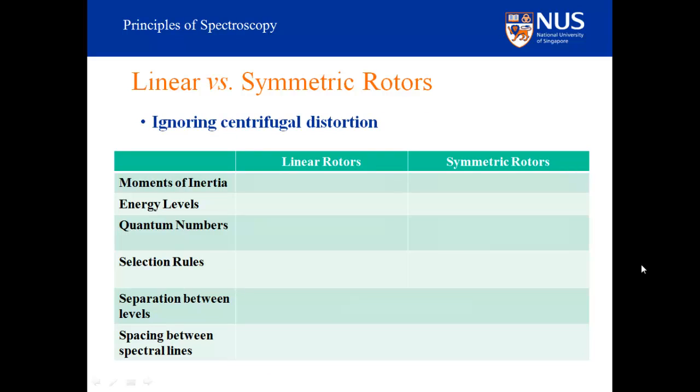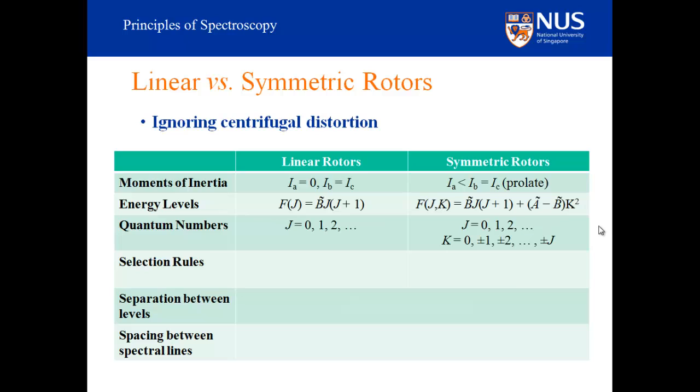So let's compare our linear and symmetric rotor systems, ignoring centrifugal distortion. So here is the moment of inertia for the prolate symmetric top. We can modify it for the oblate if we wanted to. For the linear top, the moment of inertia around the A-axis is 0, and for the prolate top is non-zero, but it is smaller than that around the B and C axes. The energy levels for the linear top have this term, BJ into J plus 1. For the symmetric top it has the same term as for the linear molecule, but it also has this additional term here that arises because we're able to rotate around the third axis.